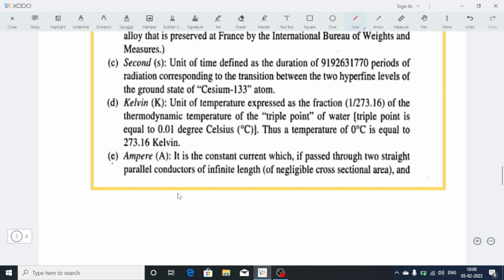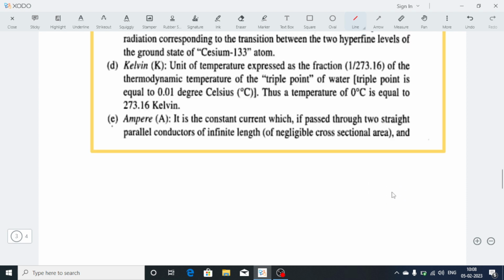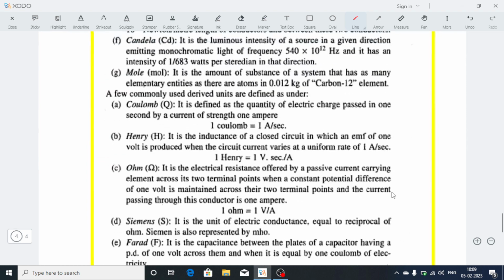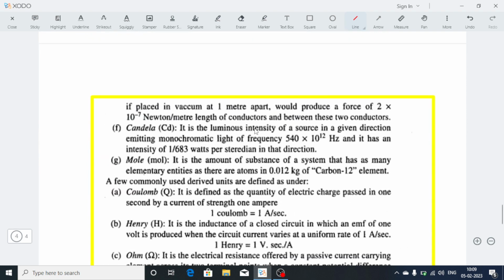Ampere. It is the unit of current. It is the constant current which, if passed through two straight parallel conductors of infinite length, having negligible cross-sectional areas, and if placed in vacuum 1 meter apart, would produce a force of 2 into 10 to the power minus 7 Newton per meter length of the conductors between these two conductors. That is called ampere.